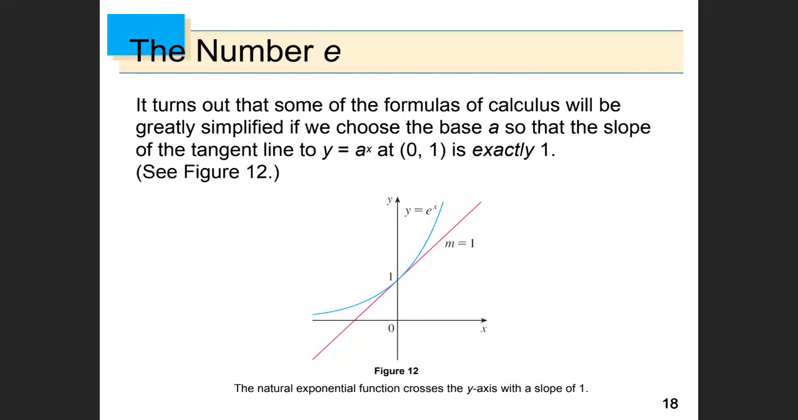Now, look at the cool thing about using e as your base. If you use e as the base, the slope at the point (0, 1) is exactly 1. You see, no decimal. Some formulas of calculus are greatly simplified just by adjusting the base to become e, so it becomes e to the power x. It makes computation very easy. Hence, that's why we're interested in our base being the number e.